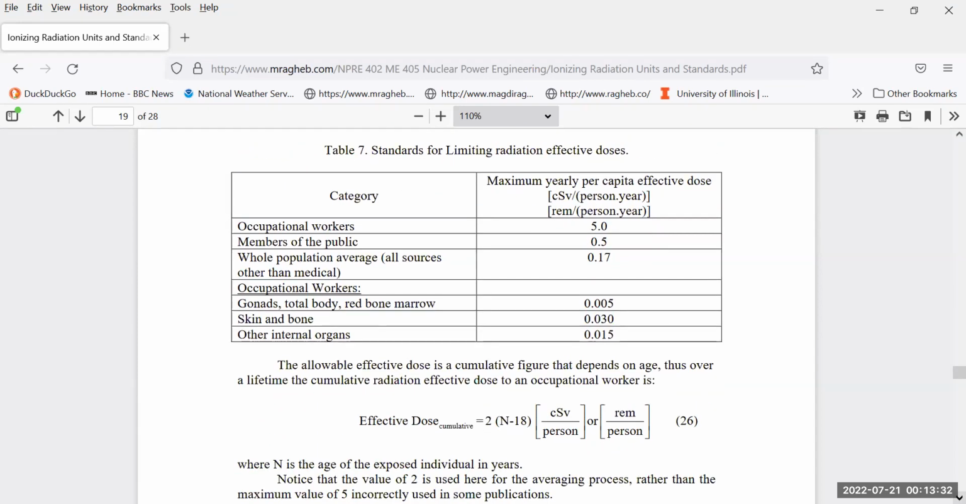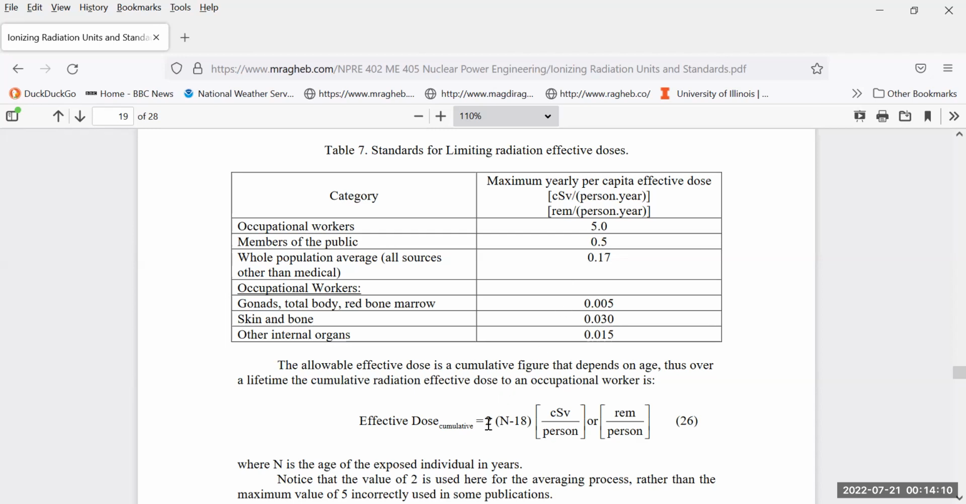And I would like to warn you about an error that people do not think about adequately. So please listen carefully to what I'm saying here. For occupational workers, you cannot exceed a dose of 5 rem per person per year, or 5 centisievert per person per year. So that is set as the maximum exposure. However, the effective dose is not that 5. You do not expose people to radiation at the maximum allowable level.